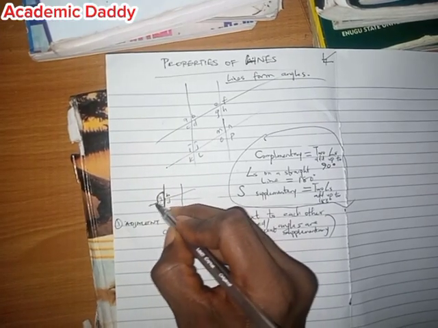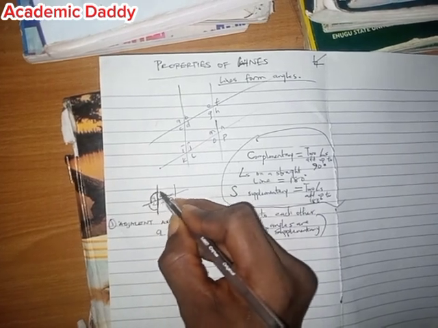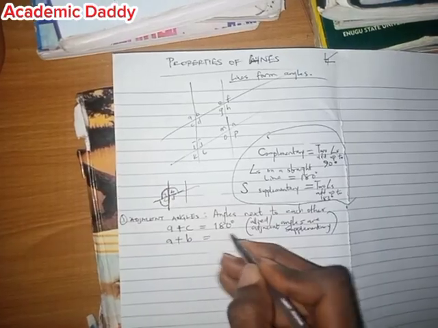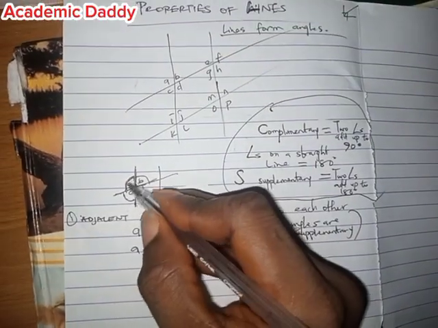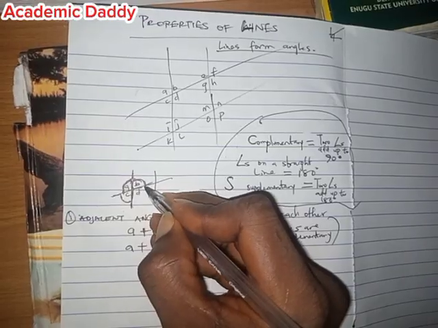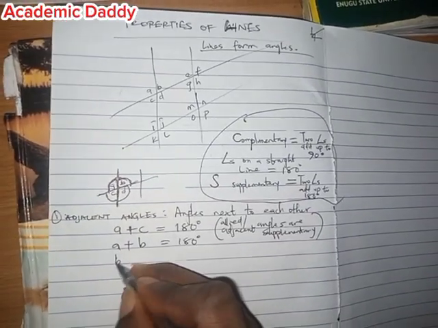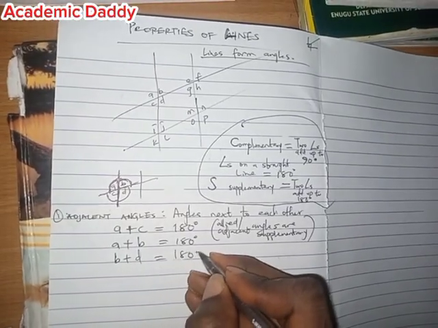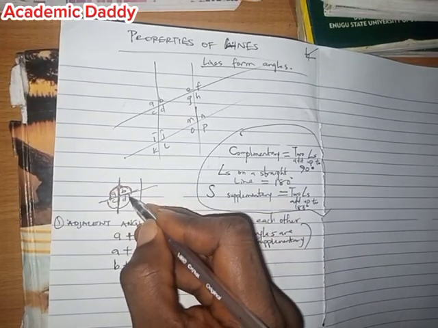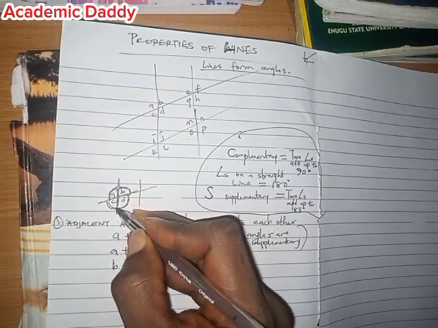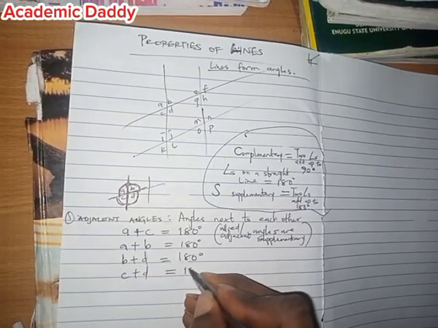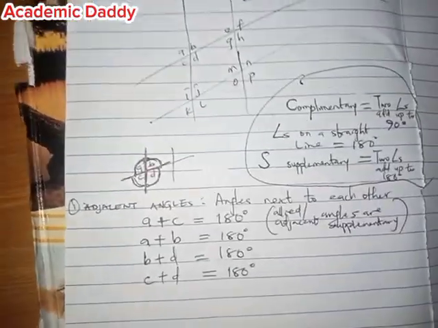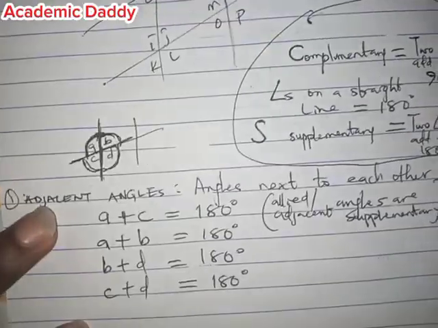That means if you check, this is also another straight line here. So A plus B can add up to 180 degrees as well, for the same reason: adjacent angles. Now notice again, this B and this D can add up. So B plus D equals 180 degrees. Now notice this D and this C are on this straight line. So C plus D equals 180 degrees. So now that I've noted it, that's the first.